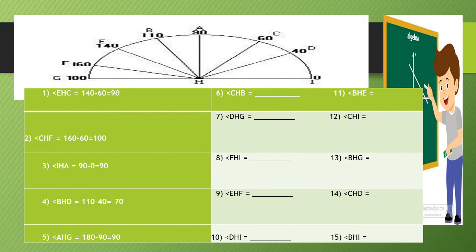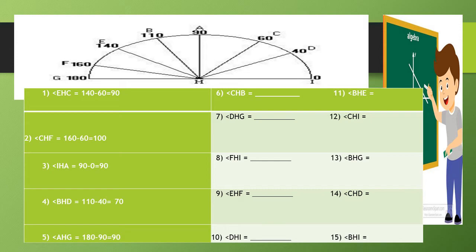Let's try to solve this one. How to solve an angle? For number 1, that is angle EHC. E is the first side and C is the second side of our angle. 140 minus 60, that is 80. Number 2, angle CHF. The first side is C and the second side is F, which means 160 minus 60, that is 100.